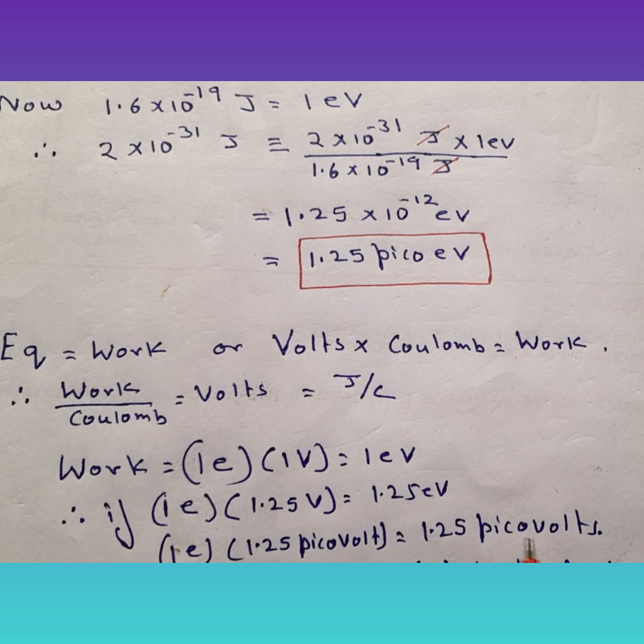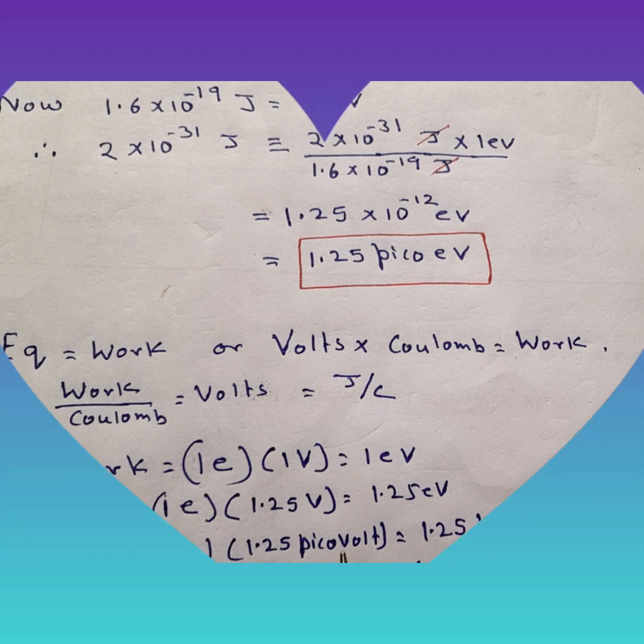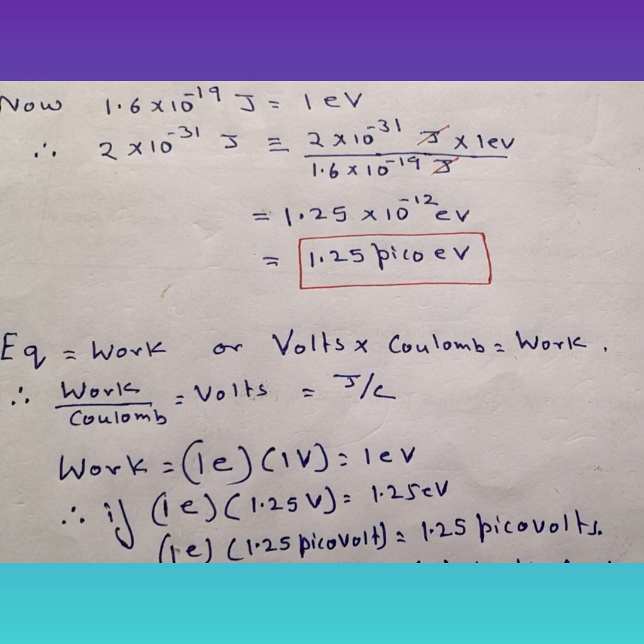So what does that mean? Now, if we assume that it is 1 electron which is passing through the cochlear nerve, then 1.25 picovolts is being generated in the cochlear nerve. Now, this is all my assumption. So presumably 1.25 picovolts are generated in the cochlear nerve. The sound wave of 300 Hz would generate an impulse of 1.25 picovolts if 1 electron has to flow through this cochlear nerve.